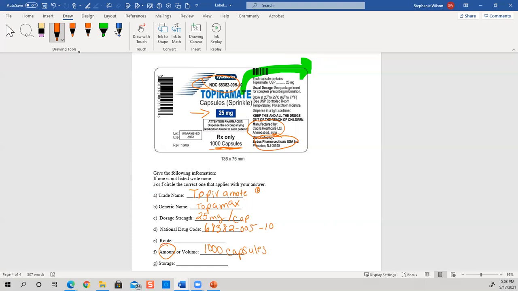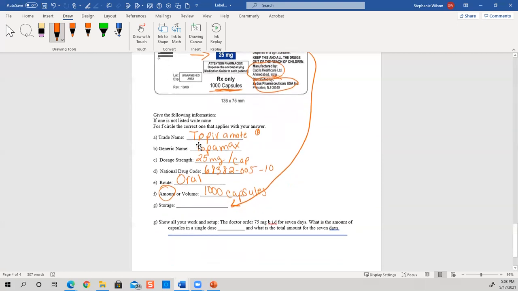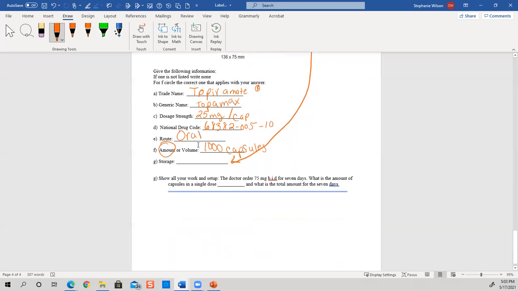Okay, and then the route. So the route here, if you notice, it's a capsule. It's going to be oral unless it says otherwise. Storage information. Here you go. I found the storage right here. I'm going to draw an arrow. The last question on here says, show all your work.